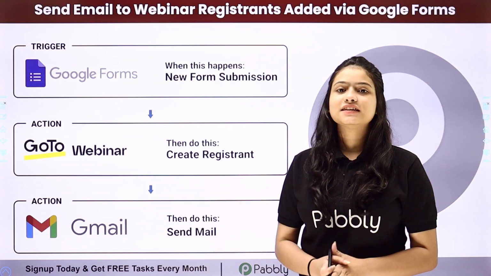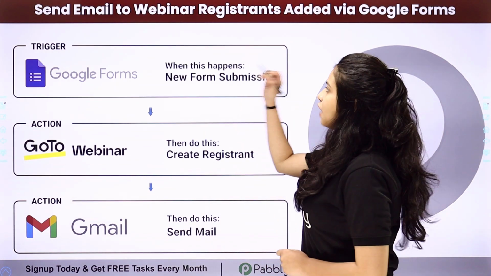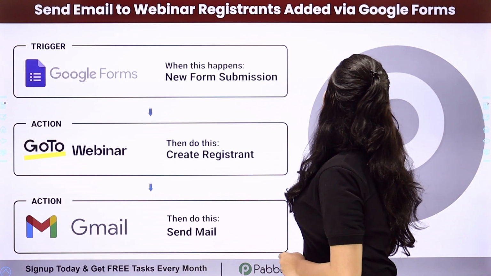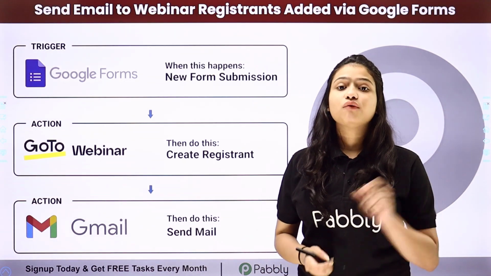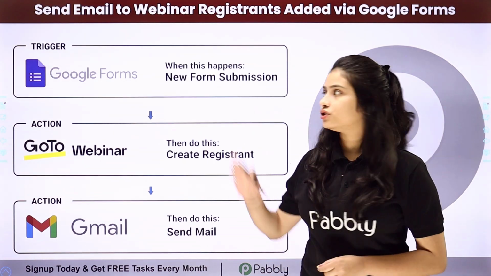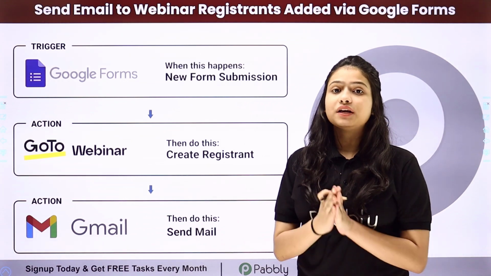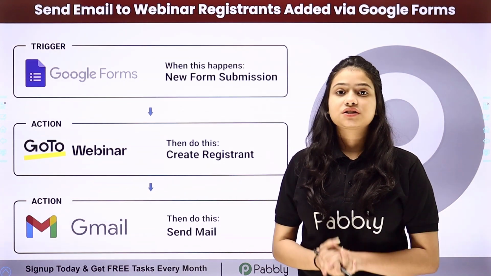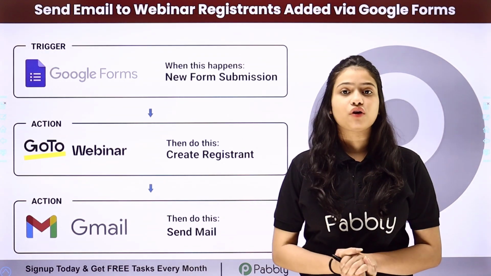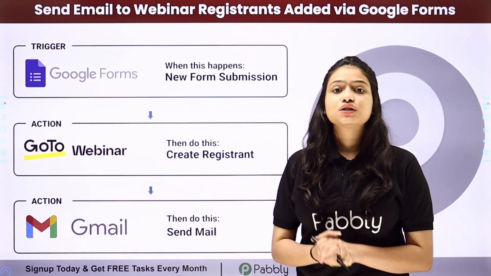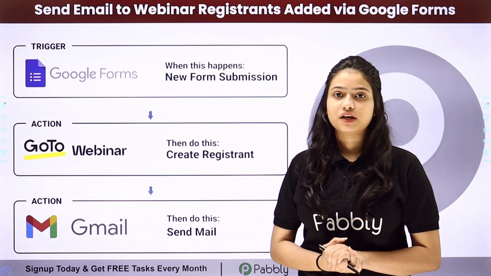Hello everyone, in this video we are going to learn how to send email to webinar registrants added via Google Forms. I want that whenever a new form response is captured through Google Forms, automatically by using the same response, a new registrant should be added in my GoToWebinar for a particular webinar. And at last I also want to send an email to the same person by using Gmail.